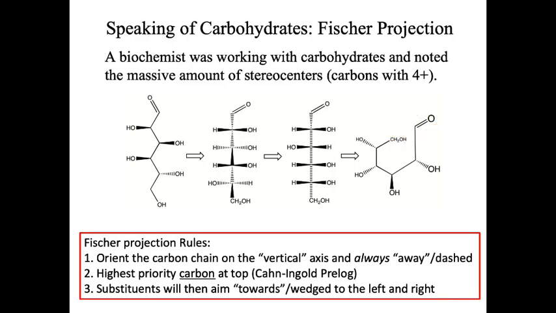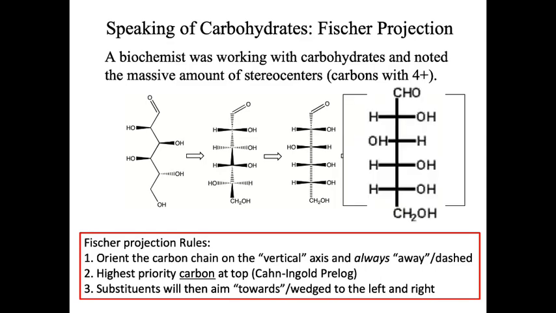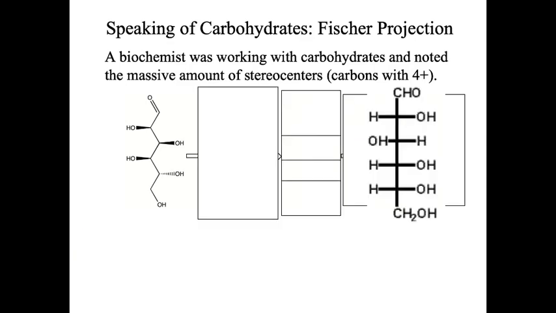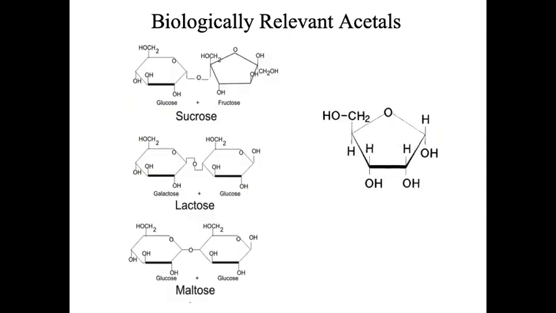What would happen if, say, this oxygen attacked there? What do we end up with? 1, 2, 3, 4, 5, 6. We just made a 6-member ring. Beautiful. A 6-member ring, we just made glucose in the upper left-hand corner.